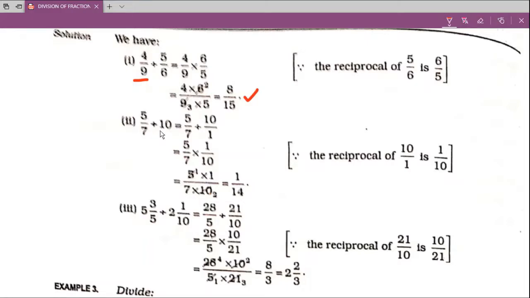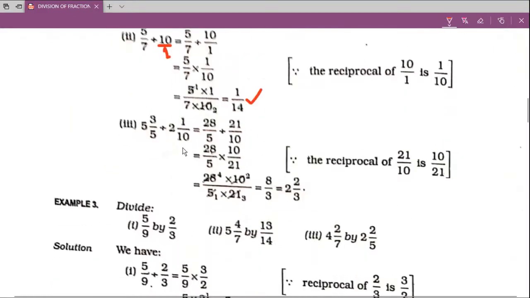5 by 7 divided by 10. As we know, the reciprocal of 10 is 1 by 10, because 1 is always in the place of the denominator. So 5 by 7 divided by 10 by 1 becomes 5 by 7 into 1 by 10. 5 and 10 have the common divisor 5. 5 ones are 5 and 5 twos are 10. So 1 by 14 is the answer.